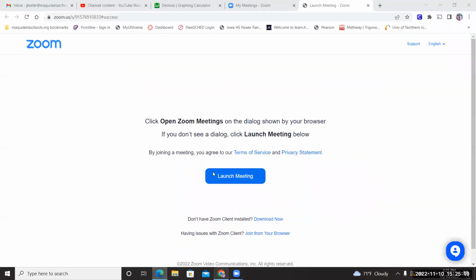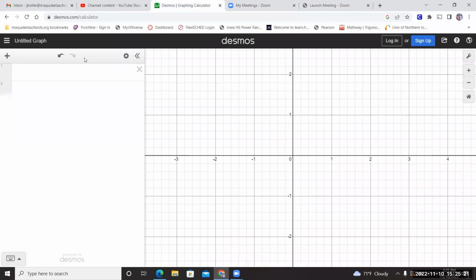Okay, so f of x is equal to 2x minus 1. Oops, forgot the equal sign. Okay, so our graph starts with a y-intercept of -1 and then has a slope of 2. So that means we're going to go up 2, right 1, up 2, right 1. Okay, or down 2, left 1.